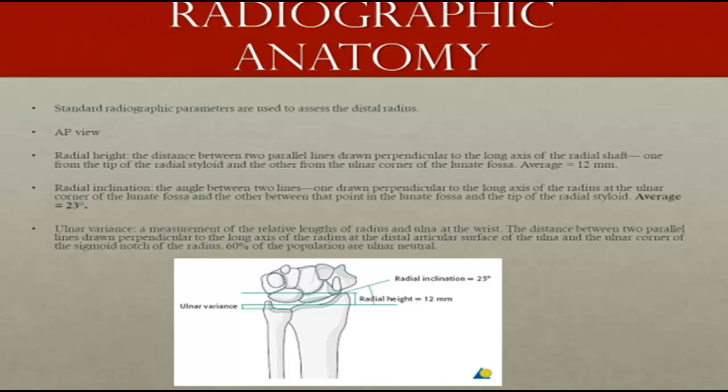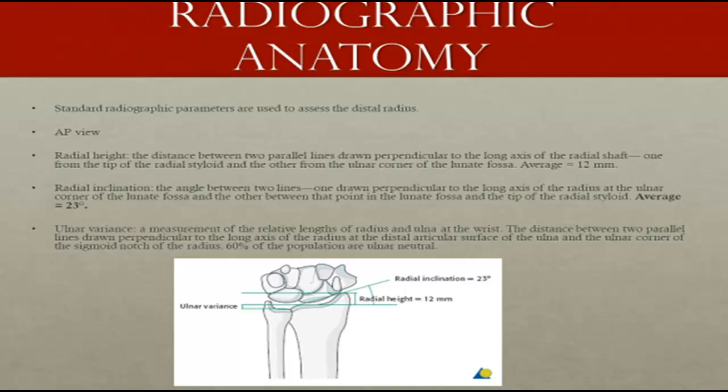Okay, first, let's look at the PA view, or the anterior posterior view. As I describe this in better detail, please refer and look at the diagram on this slide. We can determine the radial height, the distance between two parallel lines drawn perpendicular to the long axis of the radial shaft. One line from the tip of the radial styloid and the other from the ulnar corner of the lunate fossa of the radius. This average radial height is established to be at 12 millimeters.